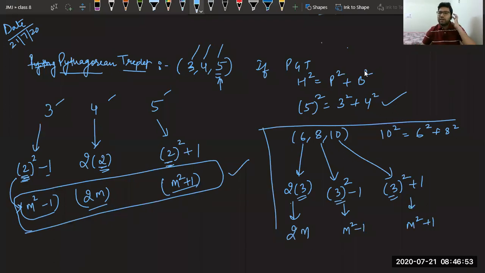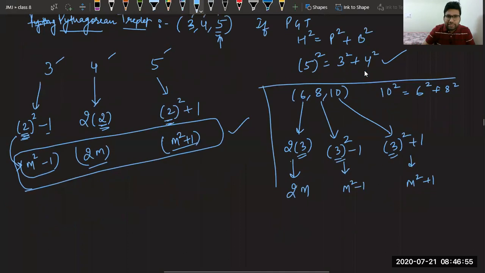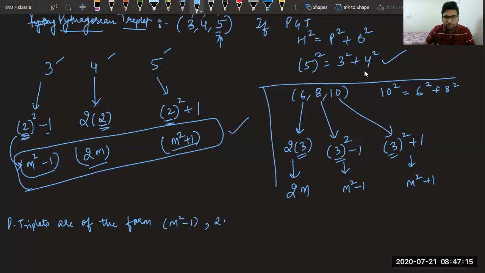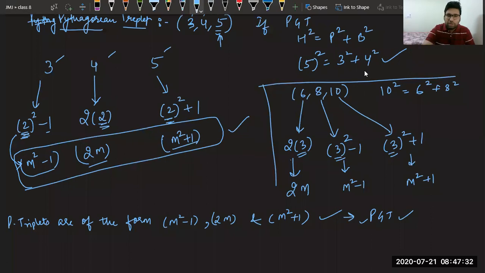Now we will discuss with an example. Let me write: Pythagorean triplets are of the form m square minus 1, 2m and m square plus 1. These are the three numbers in Pythagorean triplets because they follow Pythagoras theorem. Now let's start with the question.